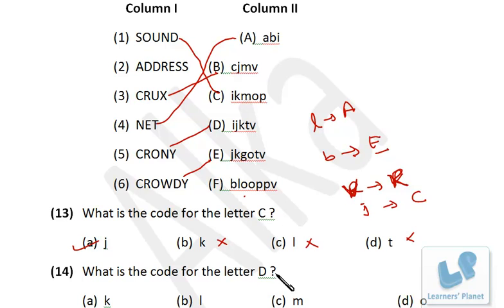Now what is the code for letter D? For D, now here for CROWDY we have D over here, that is this word, and we have double D and double S. That means double D is either double O or double P. That means D is either O or P. Now we can very well match from here. P is not there, that means D is actually O. So D is O, right?